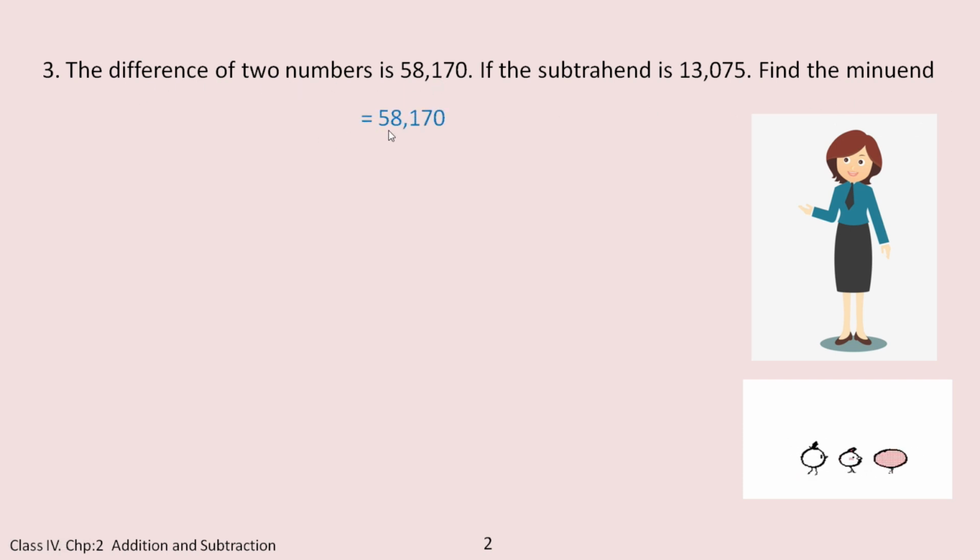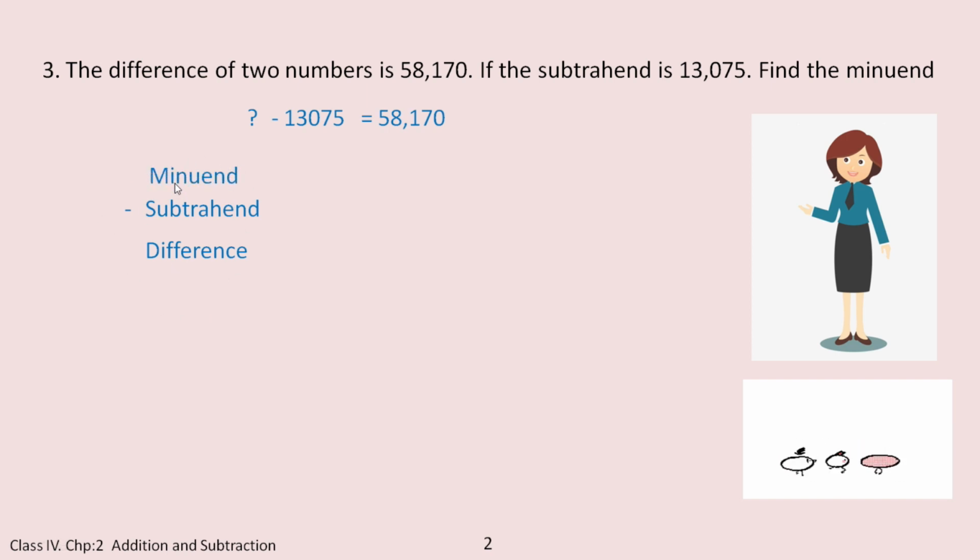So I have the answer. If the subtrahend, you remember, students, subtrahend is the number which is to be subtracted from something. So I have the second number, that is minus 13,075, and the minuend you have to find, that is the first number you don't have. Fine. So finally you have the difference, you have your subtrahend, and you have to find your minuend. This is the representation of minuend minus subtrahend gives you difference.